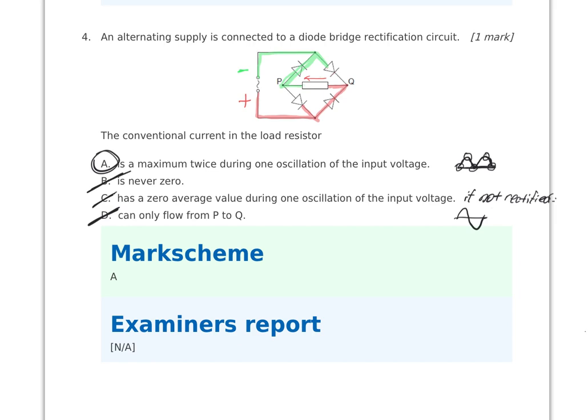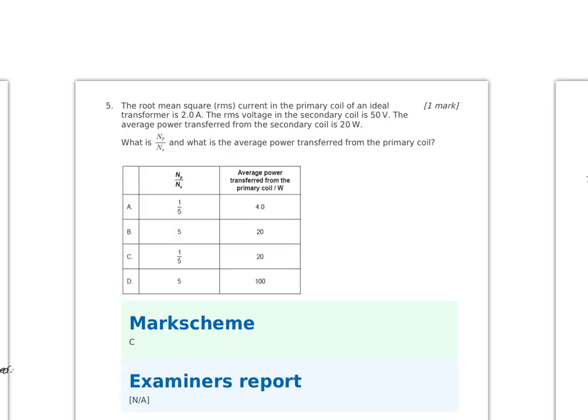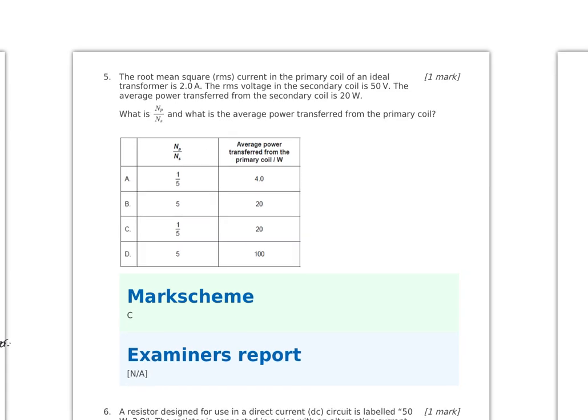We're good to go. Alright, so first of all, we have an ideal transformer, and it's asking about the power transfer. If it's an ideal transformer, there are no power losses in the transfer. So if it was 20 watts to start, it's 20 watts to finish. But the ratio of primary to secondary in the number of coils is the inverse of the ratio of the currents.